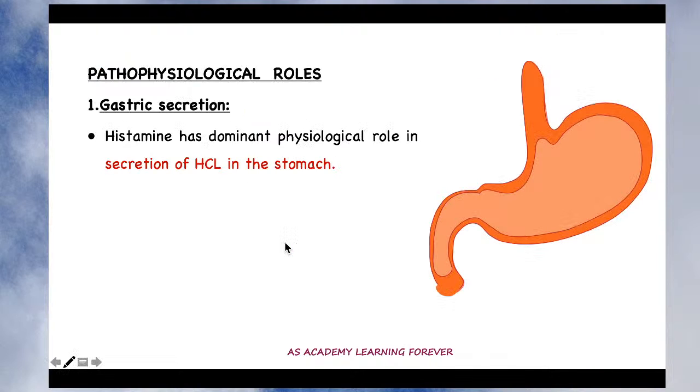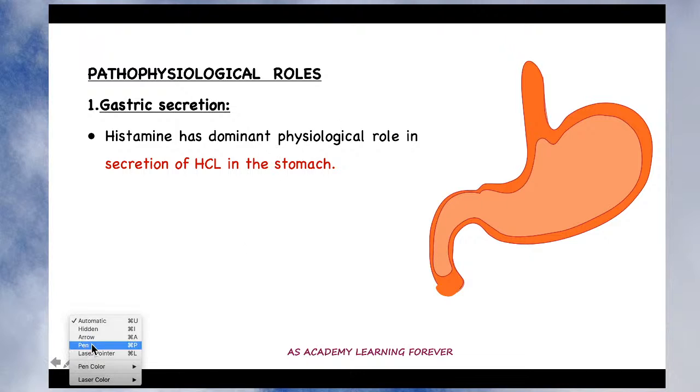Now let's see what is the pathophysiological role of histamine. Patho means disease, and how histamine changes the physiology, which is responsible for producing the disease, okay, and how we can modulate that to overcome the symptoms of that particular disease. That we will be learning in this particular section.